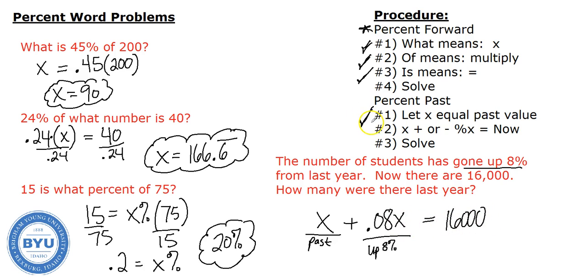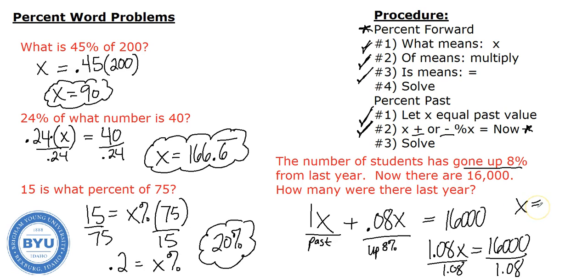This is how we set up percent past problems, and I've written the formula right here. You'll use either a plus or a minus. Since this one's gone up, I used a plus. Now we can add the X's together. X plus 0.08x, you could think of this as 1x plus 0.08x, that's 1.08x equals 16,000. Then we just need to divide by 1.08. 16,000 divided by 1.08 comes out to be 14,814.8. And again, if it was negative, we would have done minus.